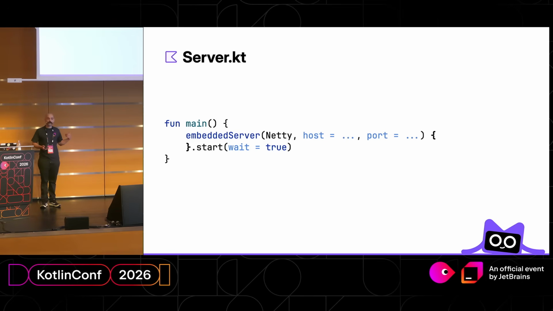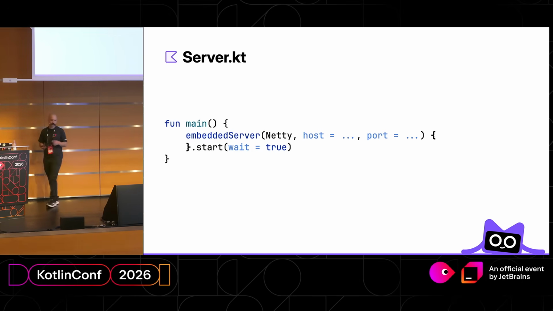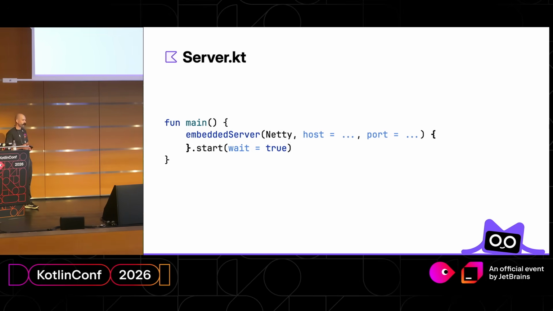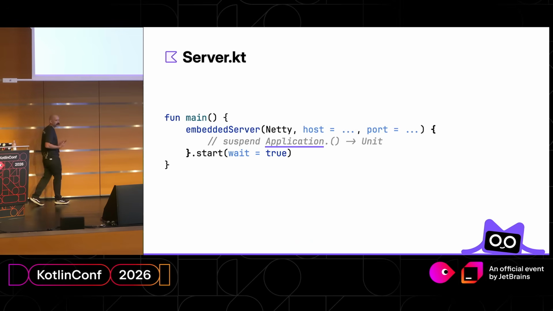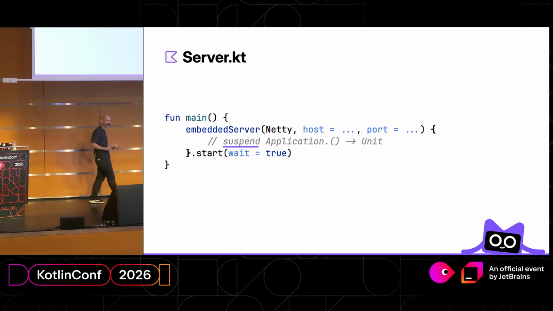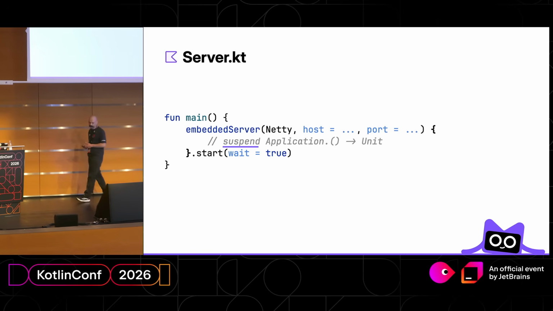When we have created the embedded server, we always need to explicitly start it, and typically we want to wait until the server stops before we exit, right? So we set wait to true. Inside of the lambda, we get access to the application type, and the application type is the heart and soul of the Ktor DSL. It is also a suspending lambda, which is very powerful because you can do suspension at startup, but it's also a bit dangerous because you don't want startup to take a long time. But we'll get to that later.